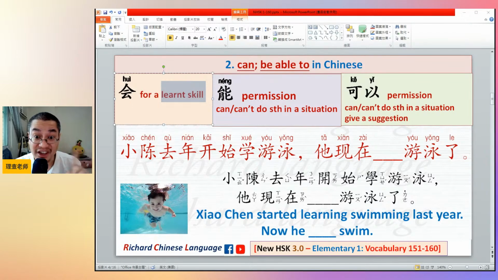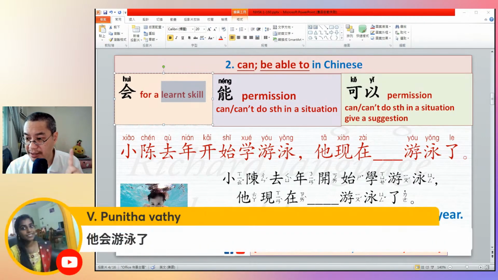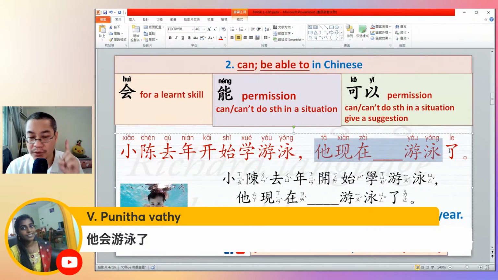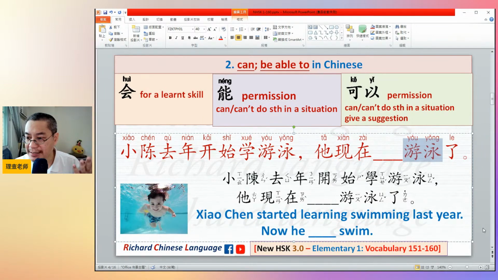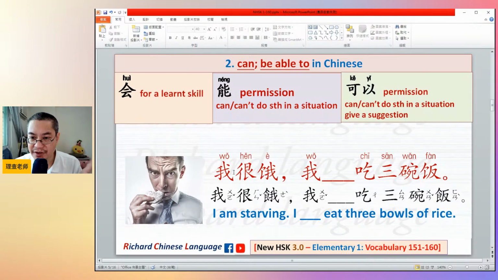Okay, if you don't learn, you don't know how to do it. After learning it, you know how to do it. So in this case, we use 会 for a learned skill. Okay, that's right. 会，他会游泳了。他现在会游泳了。Swimming is a kind of learned skill, right? Very good. So let's see another quiz for you.